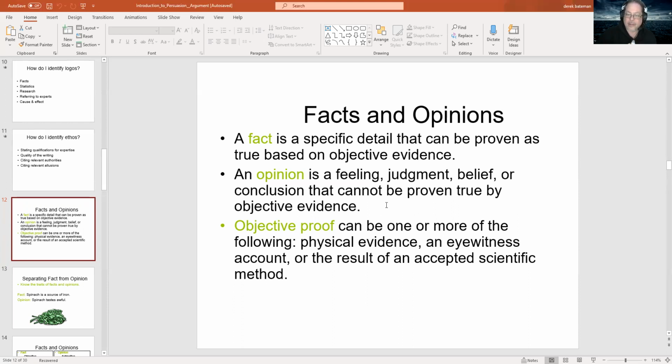Opinion can be a conclusion that cannot be proven true by objective evidence. I don't want to see that. I'm not interested in your opinions. I'm interested in what you can prove.